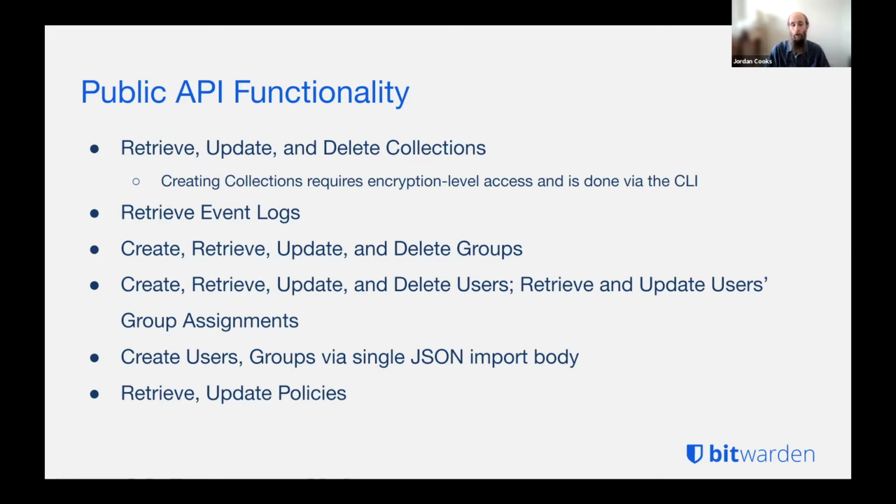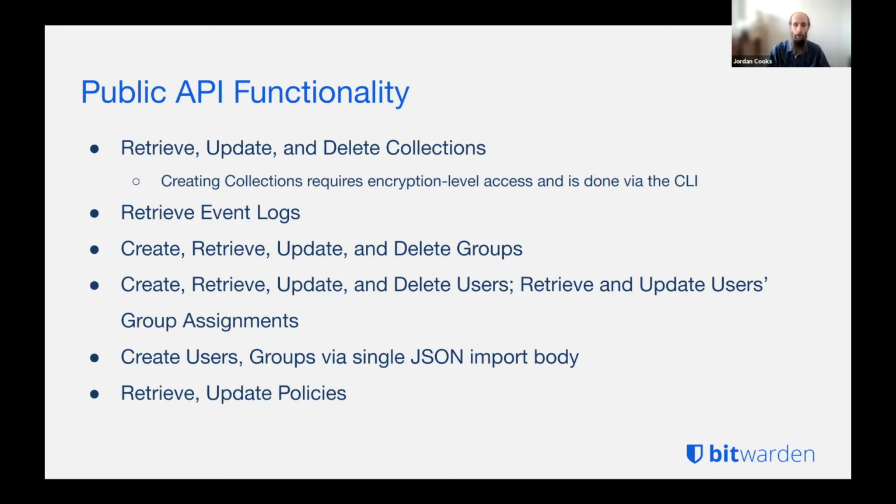You can create, retrieve, update, and delete groups in the organization, as well as users, and then retrieve and update users' group assignments. So if you have a complex approval process or mapping between users and groups, the public API is a good way to integrate Bitwarden into those processes. As people move around groups, you can make calls directly to the API to move them in Bitwarden.